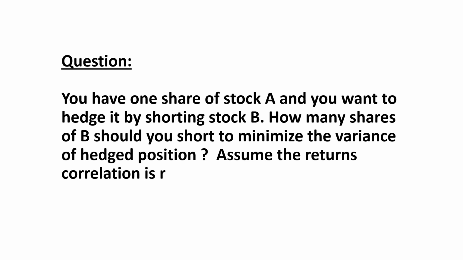You have one share of stock A and you want to hedge it by shorting stock B. How many shares of B should you short to minimize the variance of the hedged position? Assume that the correlation of the returns is R.